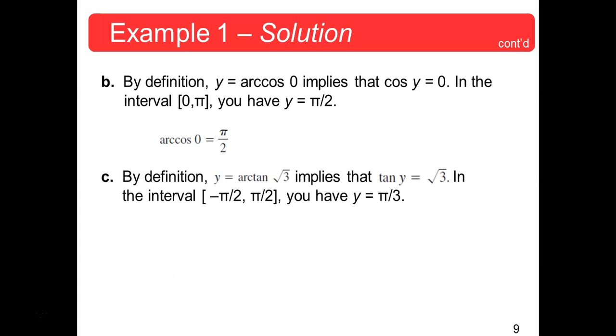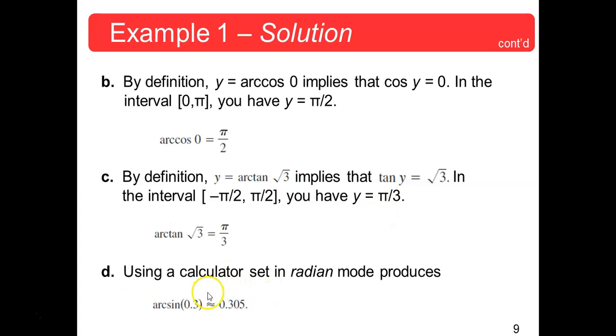For C, we're looking for arctan of square root of 3. So we're looking for a y such that tangent of y is equal to square root of 3. We're looking in the domain of minus pi over 2 to pi over 2. And so we're given that y has to be pi over 3, or 60 degrees.